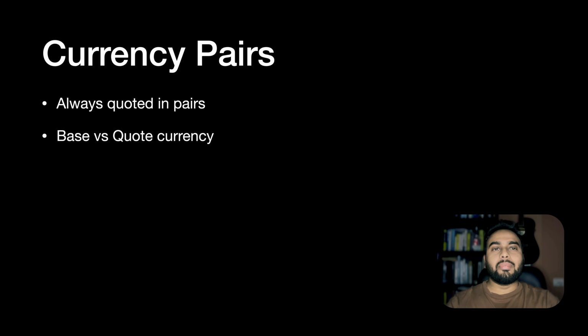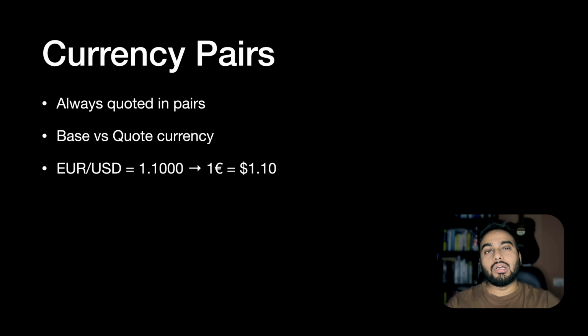The first is the base currency, the second is the quote currency. So if EUR/USD is at 1.1000, that means 1 euro equals $1.10. If the price rises, the euro is stronger compared to the dollar. If it falls, the dollar is stronger compared to the euro. That's why Forex is like a tug of war. One side gains strength as the other loses.